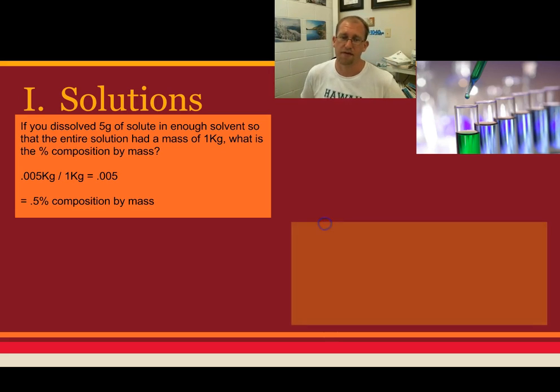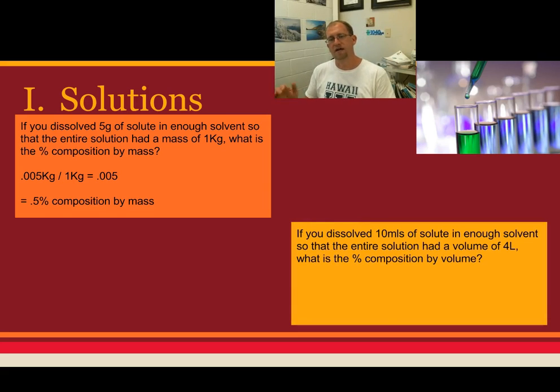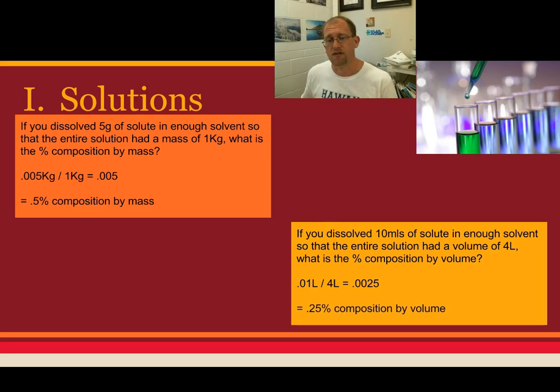Okay, pretty straightforward math. Similarly, if you dissolve 10 milliliters of solute in enough solvent so the entire solution had a volume of 4 liters, what's the percent composition by volume? Well, then I would say what percentage is 10 milliliters of 4 liters? That's pretty straightforward. Again, just got to convert to liters. So 0.01 liters, that's 10 mL, divided by 4 liters, that's 0.0025. I need to go to percentage, so 0.25% composition by volume.